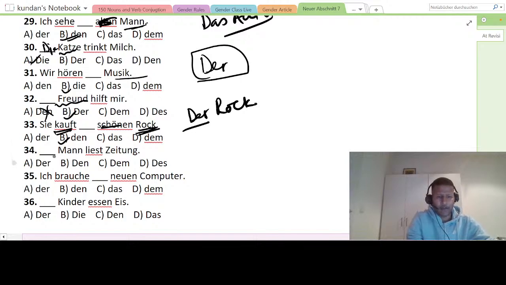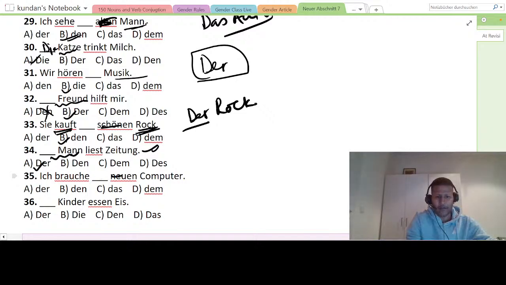Question number 34. The man is reading the newspaper. So what is the subject? Man. And in nominative, what is this? Der Mann. And the subject is always nominative. So der Mann will remain der Mann. So A.